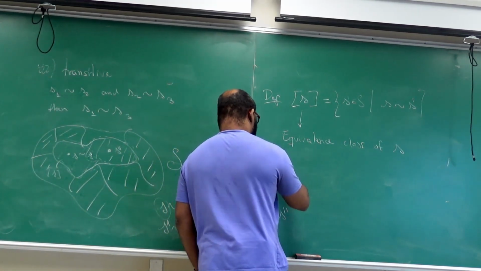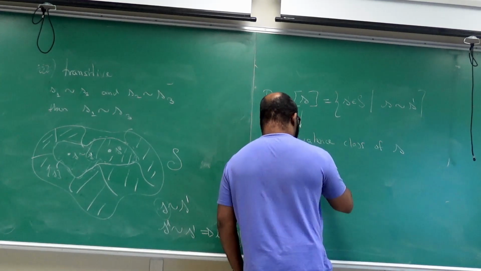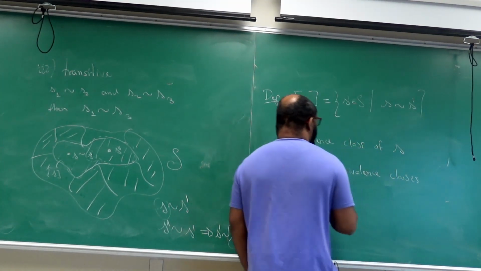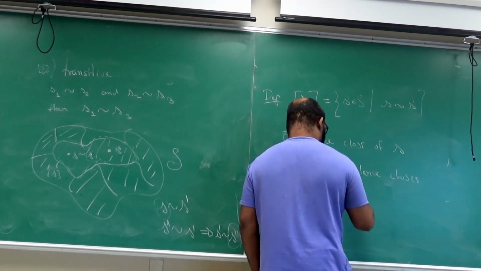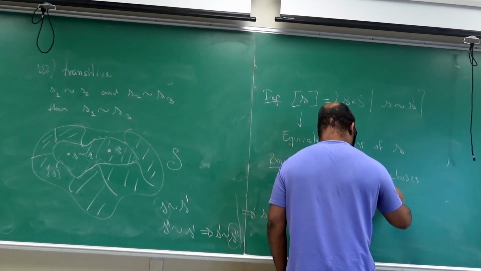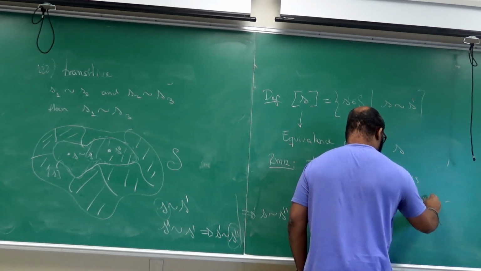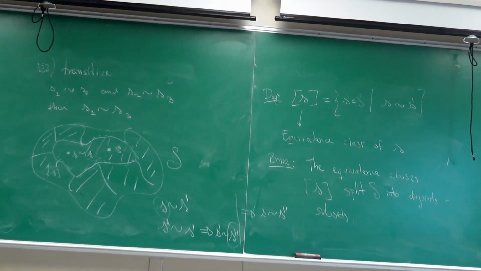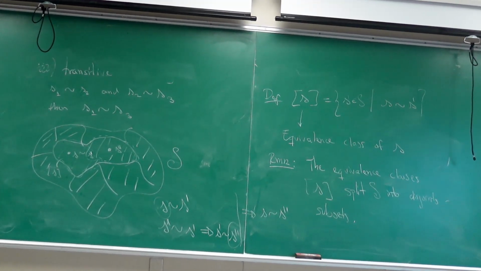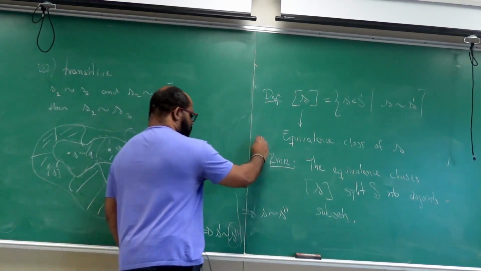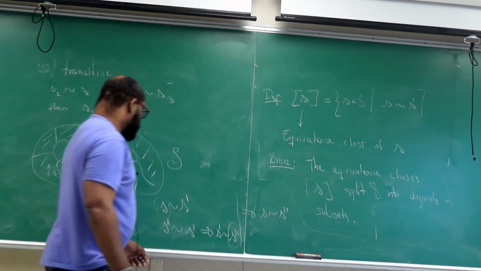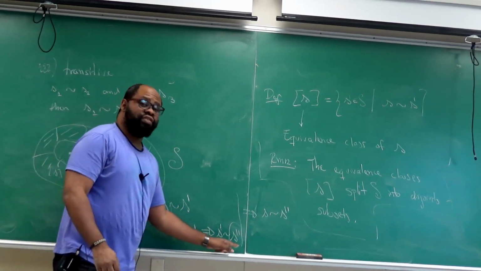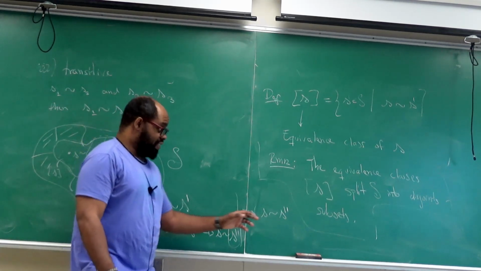So the remark is that the equivalence classes split S into disjoint subsets. And notice that in order to show this remark, we used that the relation was an equivalence. We used that I had the symmetric property, and I used that I had the transitive property as well. So if you don't have that, this is not necessarily true.